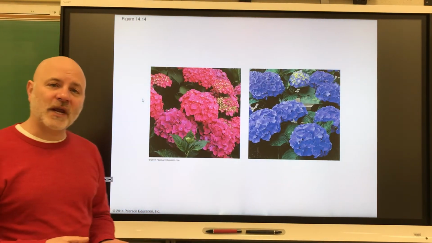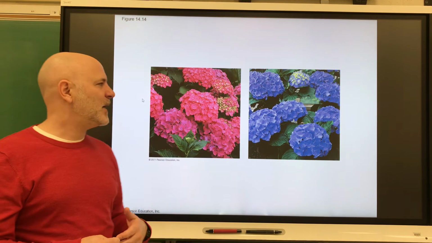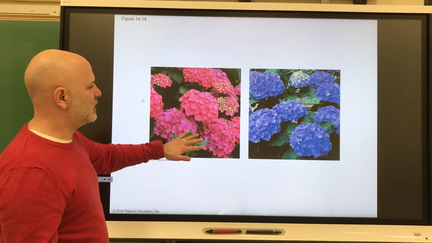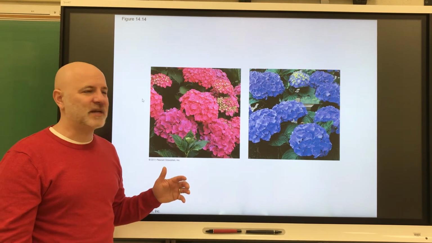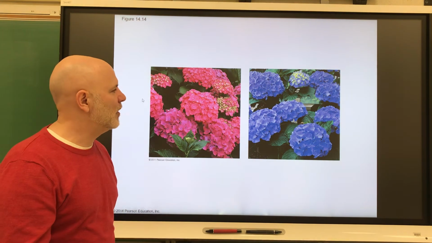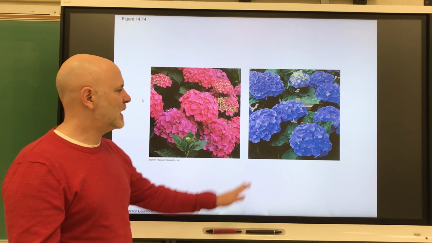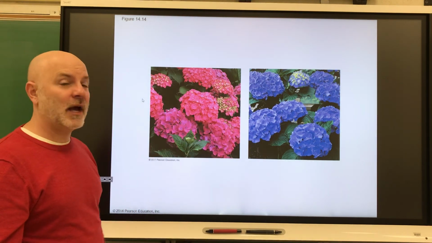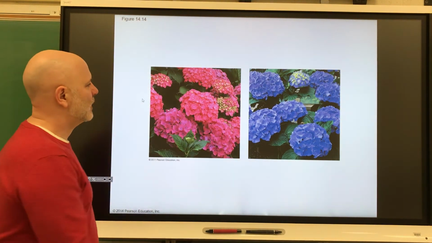This is showing hydrangeas. Hydrangeas, it depends on the pH of the soil. So here, pink hydrangeas are grown in a basic soil. Blue hydrangeas are grown in an acidic soil. So you can add vinegar to the ground to do this. You can add lye to the ground to get it to do this.